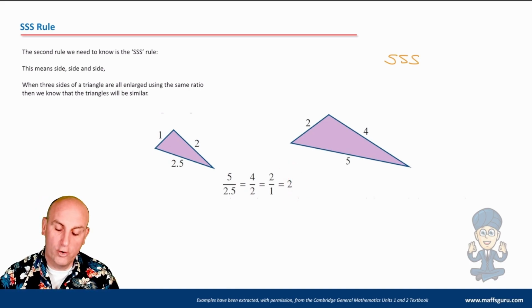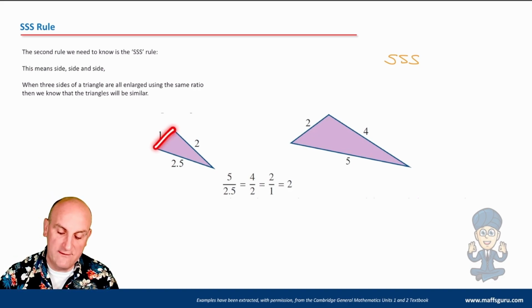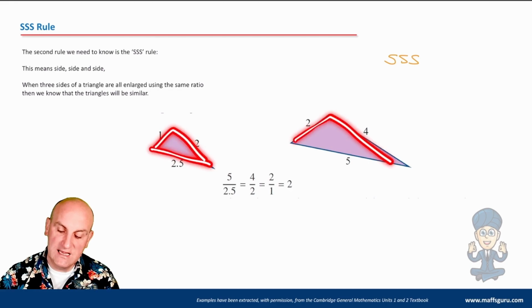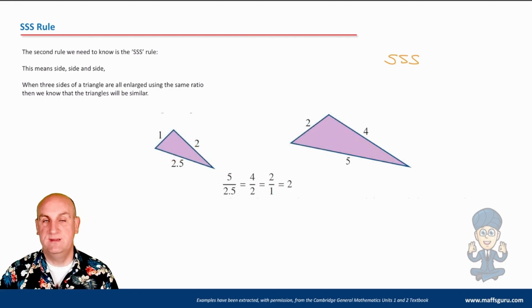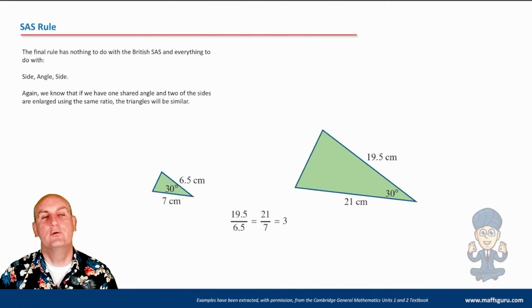So because all of the ratios are the same, then the triangles must be similar because we've multiplied every single side by the same number, hence it must be similar. See what you're doing here? So we've got the AA rule, and now we've got the SSS rule.